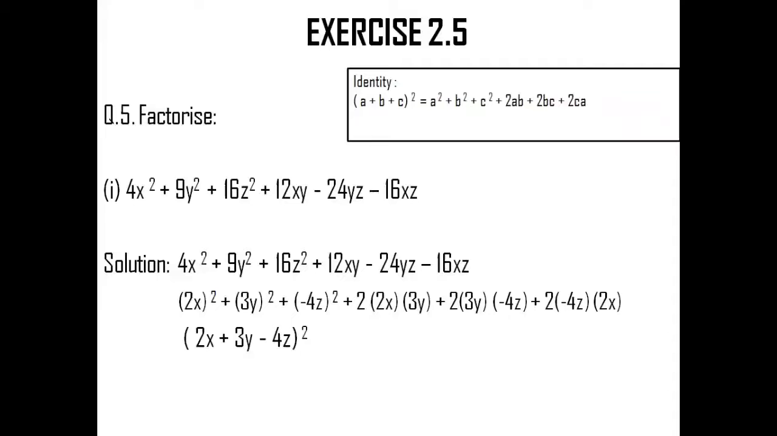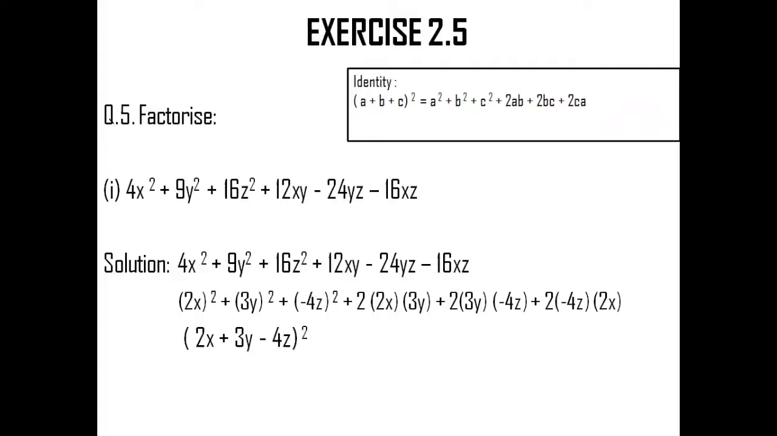But if I replace that 3y with minus 3y, it would give me minus 12xy, which is not something that I want. So what would I do is, to get minus 24yz, instead of putting the negative sign with 3y, I'll put it with 4z. So wherever 4z is there, I'll put minus sign. So in the next step, it is plus 2ca. What is c now? Minus 4z. What is a? 2x. Then let's just check whether we are getting the first step.